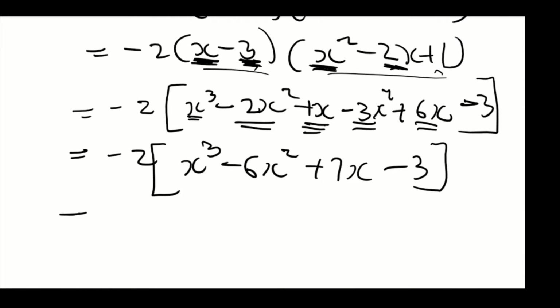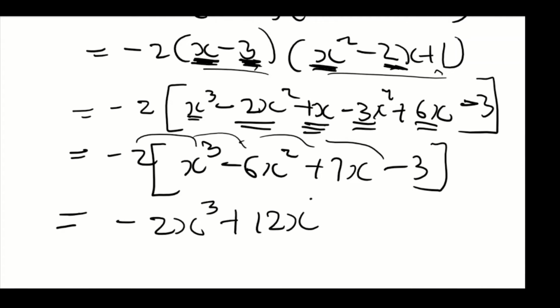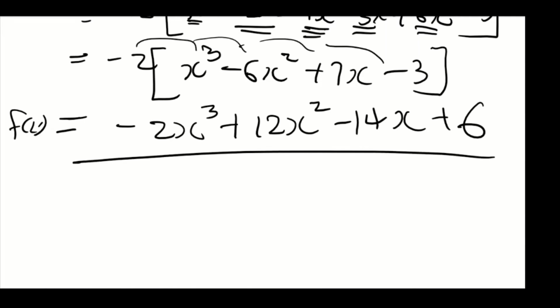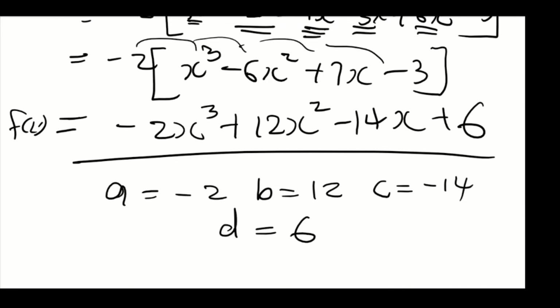So the minus 2 is going to multiply everything that is inside, so it's going to be minus 2x cubed plus 10x squared minus 14x plus 6. So this is going to be our equation of f, right? F of x equals minus 2x cubed plus 10x squared minus 14x plus 6. So our a value is equal to minus 2, our b value is equal to 10, our c value is equal to minus 14, our d value is equal to 6.